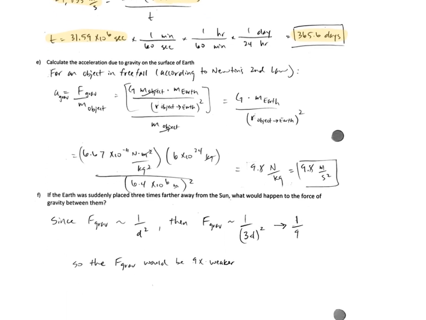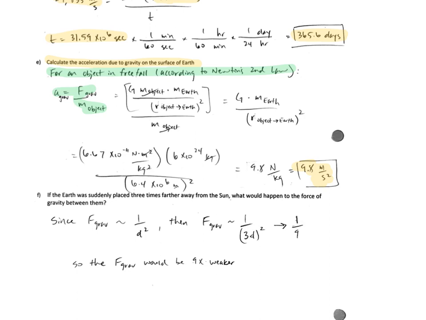Calculate the acceleration due to gravity on the surface of the Earth. Well, we already know it's going to be 9.8. You've been using that number all year long in physics, but let's see where that comes from. So starting here, we know that for an object that is in free fall, according to Newton's second law, acceleration is force divided by mass. That is Newton's second law.